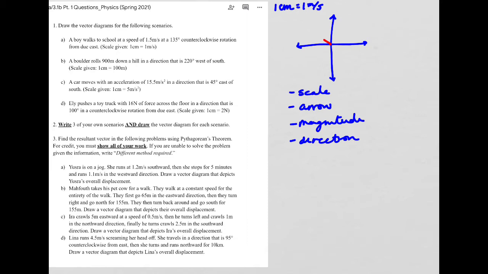So we have an arrow, and we've got to do it to scale. Let's say this is 1 centimeter and this is half a centimeter. Here we have 90 degrees plus 45 degrees, which is a 135-degree angle. There's my direction. My magnitude is 1.5 meters per second. I got my arrow and I got my scale. So there we go, that would be the correct, full, complete answer for that one.